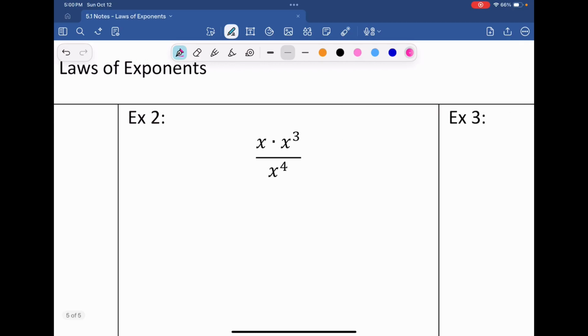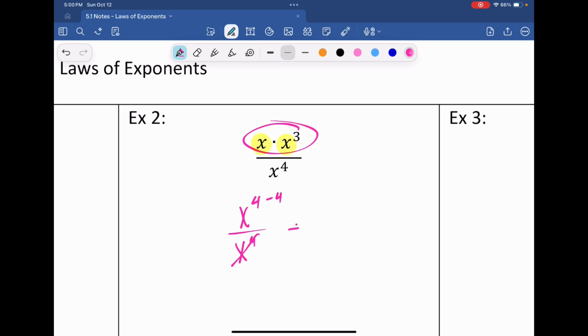All right, so here, multiplying by the same base, I've got x and x to the third, so that's x to the fourth. Okay, if I subtract my exponents, that's x to the 0, well, that's 1.